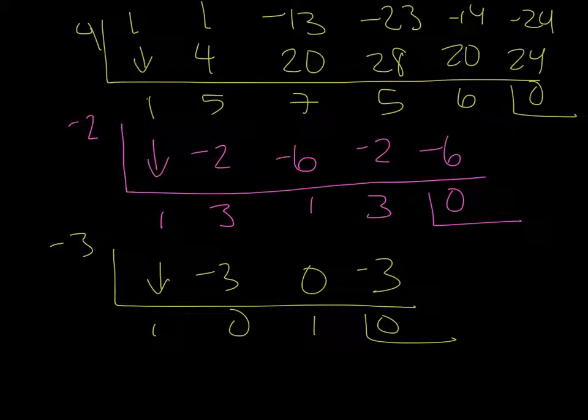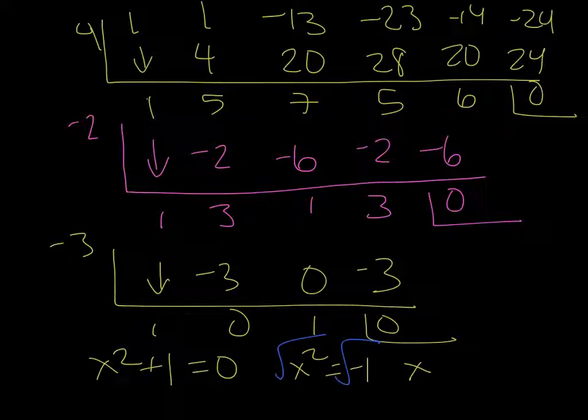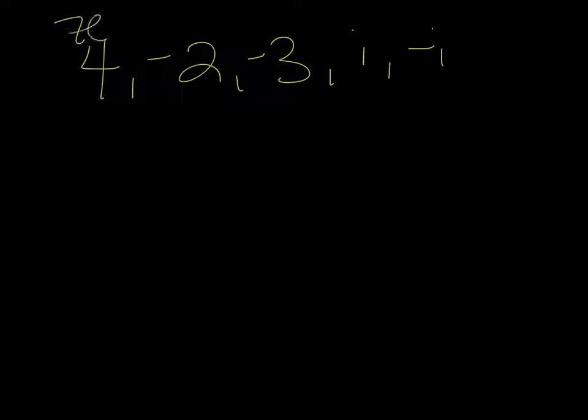And so I'm left with x squared plus 1. When I set that equal to 0, it gives me x squared equals negative 1. So x, when I square root, will give me plus or minus i. So let me go on the next screen. I had 4, negative 2, negative 3, i, negative i as my zeros.